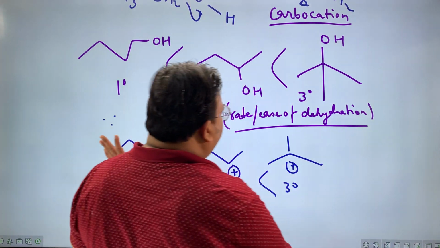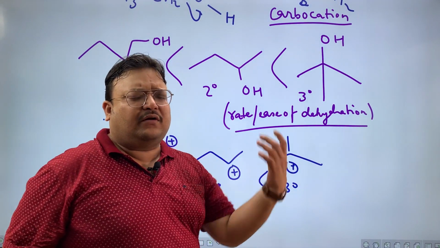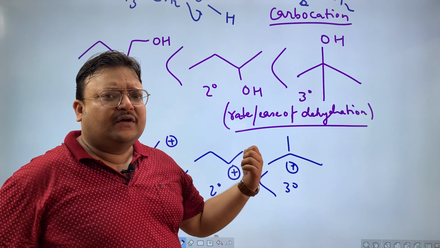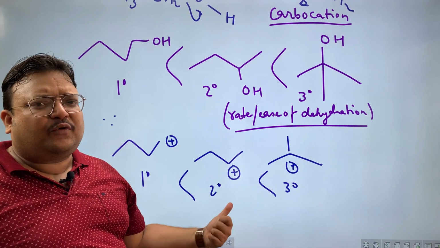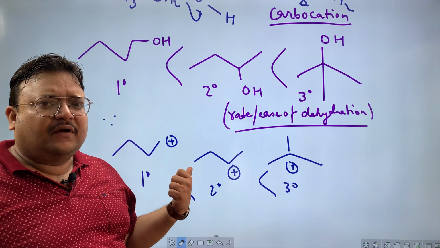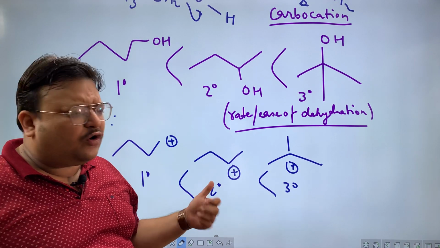with some ideas in place. Again, this is a topic which will carry on. There will be much more value addition when we take up alcohols. We'll talk more about it. But in general, 3 degree more than 2 degree more than 1 degree reactivity or ease of dehydration of alcohol is because of the stability of the corresponding carbocation.